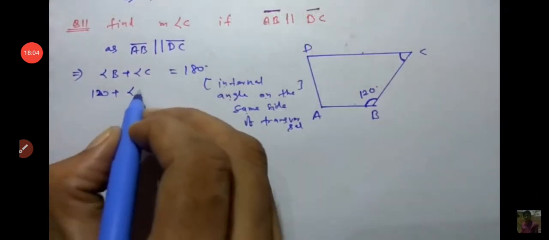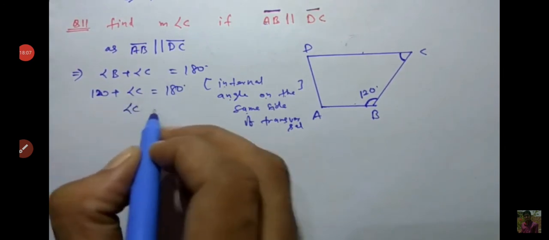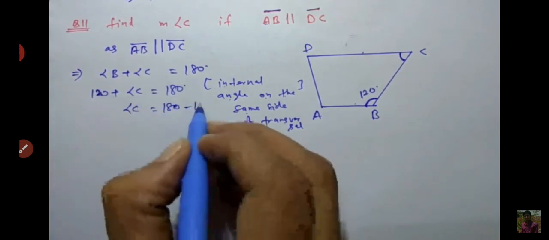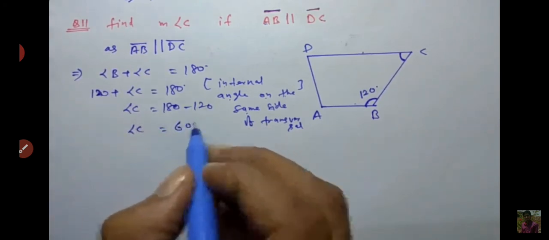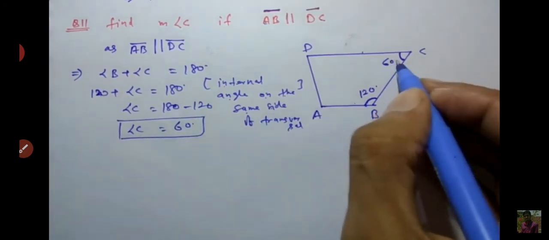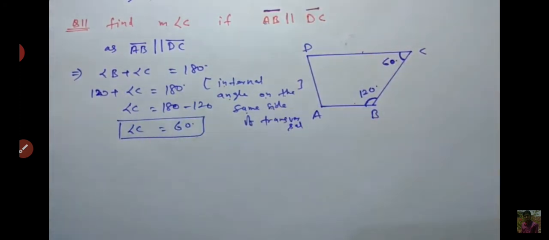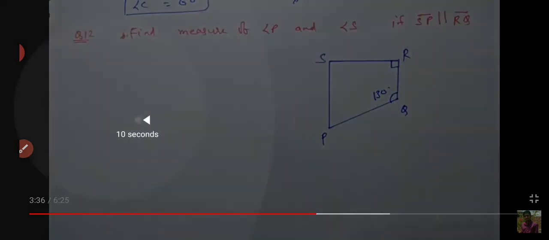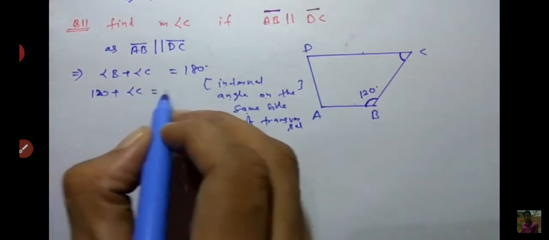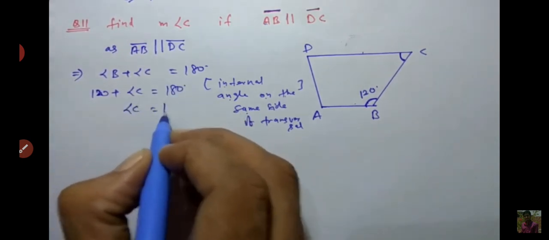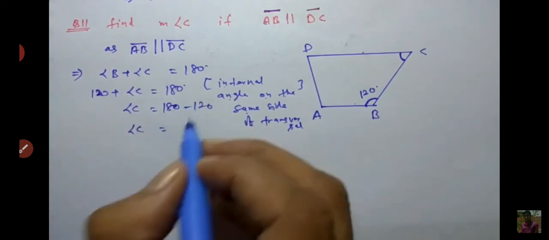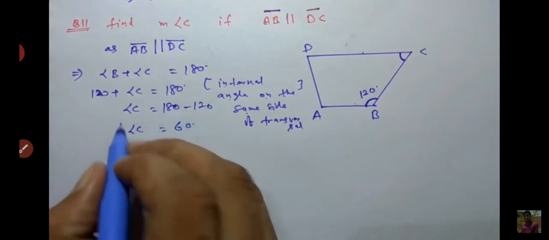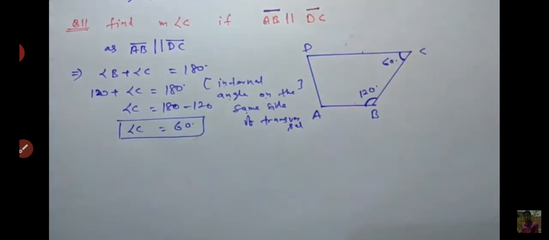Now question number 11. Find the measure of angle C if AB is parallel to DC, as given in figure 3.33. One angle is 120, so another angle is also 120 because opposite angles are equal. And the sum of adjacent interior angles of a trapezium is always 180 degrees. So 120 plus angle C is equal to 180. Now angle C is equal to 60 degrees. Okay, understand?